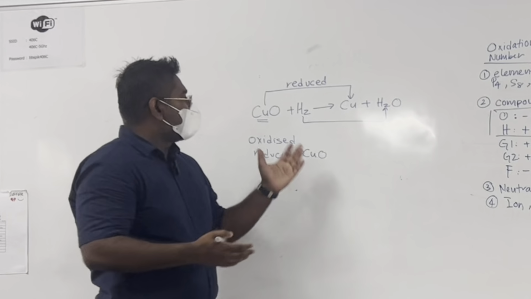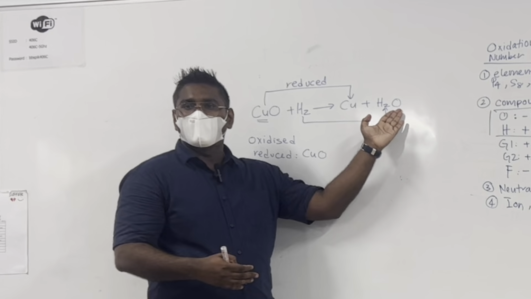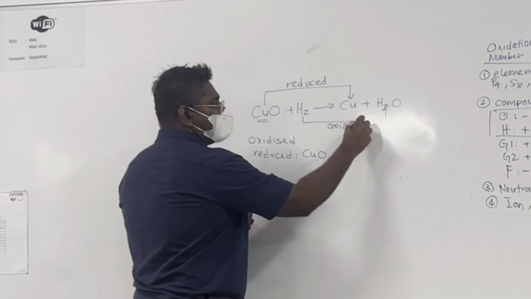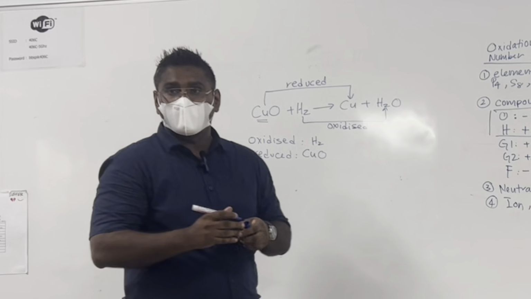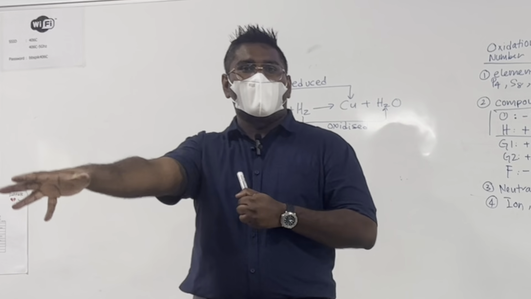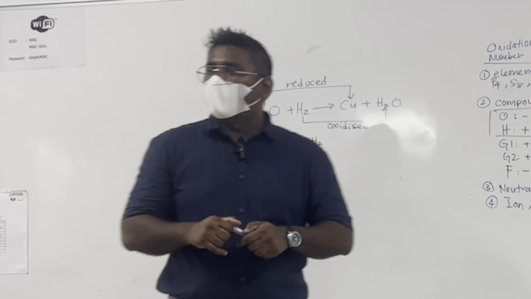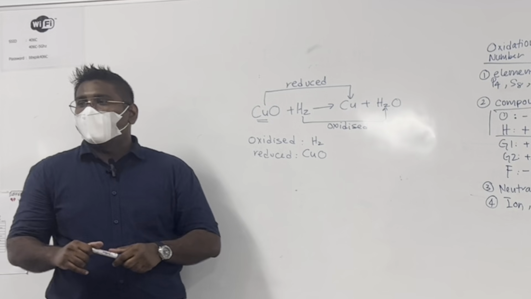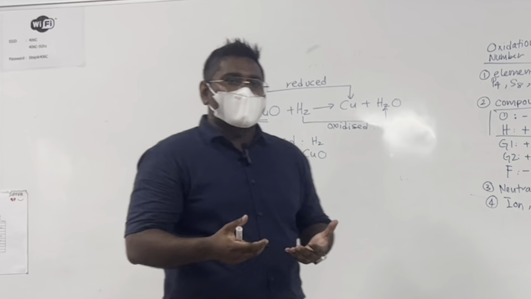What is oxidized? You see, hydrogen is gaining oxygen here. So this is going to be oxidized. So the one that is going to be oxidized is hydrogen. No need to be specific. Copper oxide. So hydrogen in H2, no, just hydrogen. Now this is quite easy because you are using the first method, oxygen.